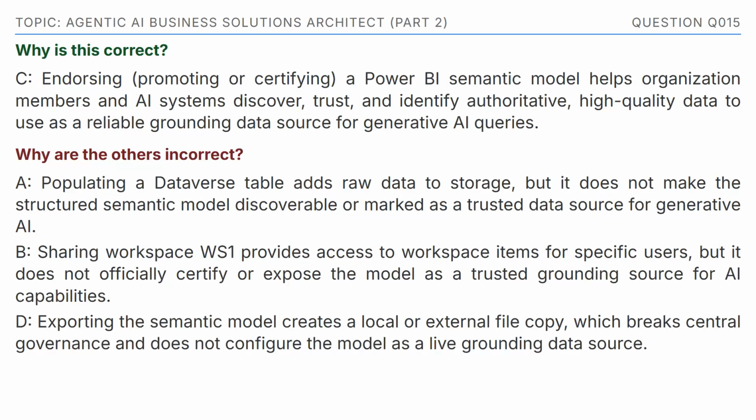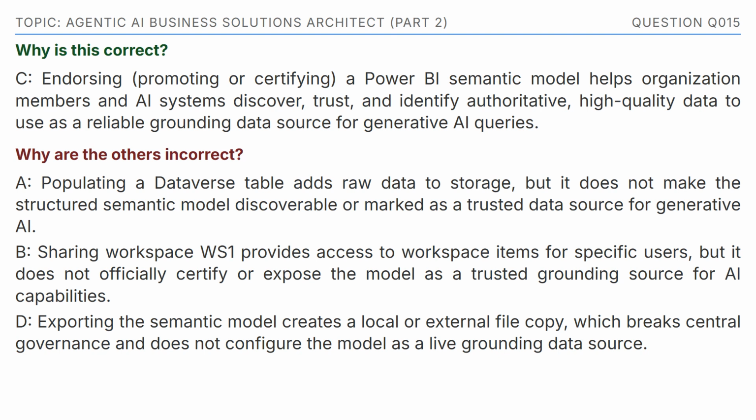Why is this correct? C. Endorsing, promoting or certifying, a Power BI semantic model helps organization members and AI systems discover, trust, and identify authoritative, high-quality data to use as a reliable grounding data source for generative AI queries. Why are the others incorrect?